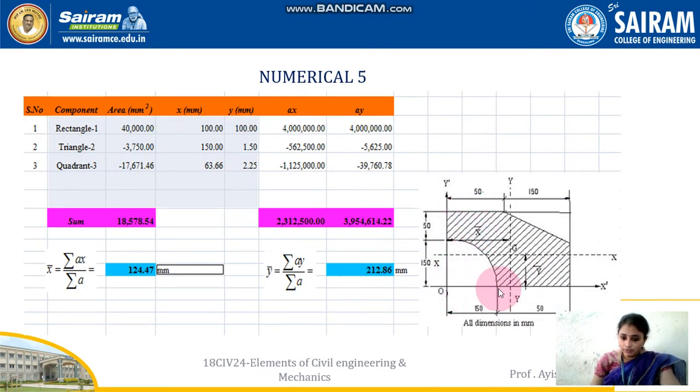Next numerical. They have given a shape and they are telling you to find only the shaded region centroid. So first identify the components. This seems like a square, right? In the square they have subtracted a quarter circle and a triangle. So we need to categorize into components: first is a square minus triangle minus quarter circle. If you do that, you will get the shaded portion.